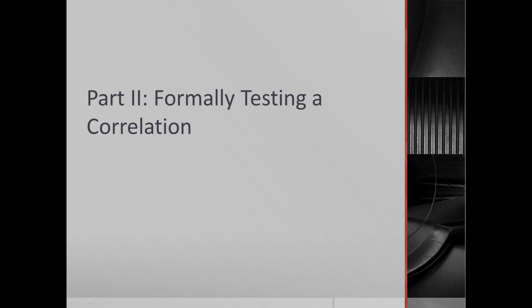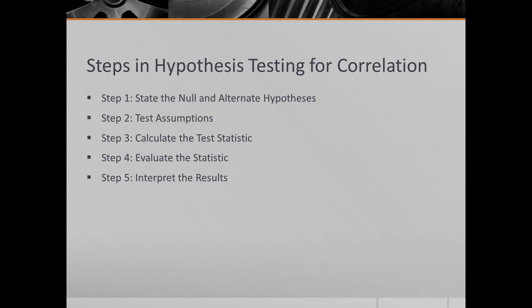In part 2, let's take a look at how to formally test for a correlation. There are 5 steps in testing for a correlation. The first step is to state the null and alternate hypotheses. The second step is to test the assumptions of the correlation. Step 3 is to calculate the test statistic.